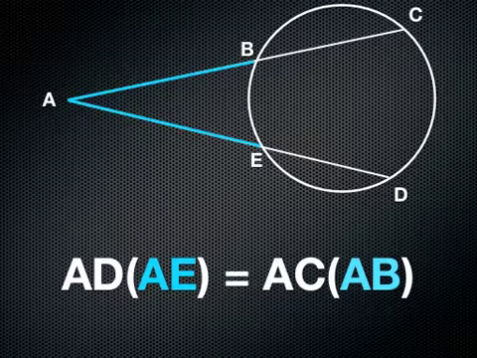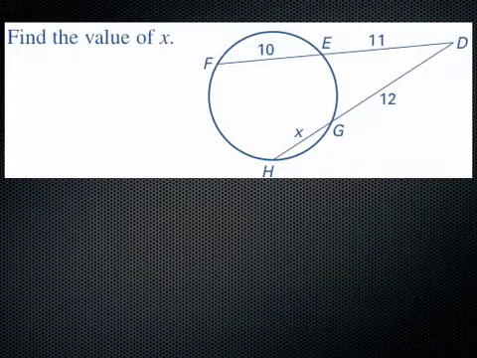An example of this asks us to find the value of X. The first thing I need to do here is find the measure of the whole secant segment. Notice I have the two secant segments, FD and HD. FD would be split into the two segments measuring 10 and 11, so the whole secant segment, DF, would be 21.